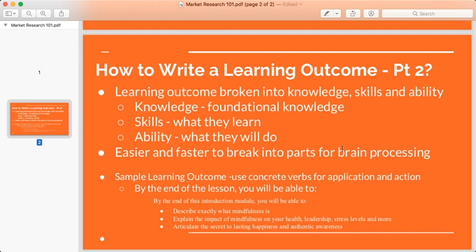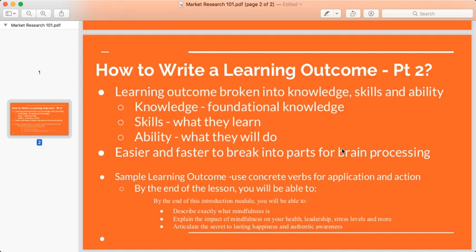So the whole idea of it is to be very, very clear in 3 outcomes what students will learn in terms of application and skill. And this is sort of the idea of how to take the foundational knowledge of a lesson and translate it into something that's very specific. So I'll give you a sample outcome here.